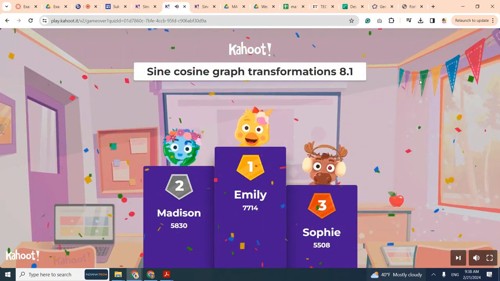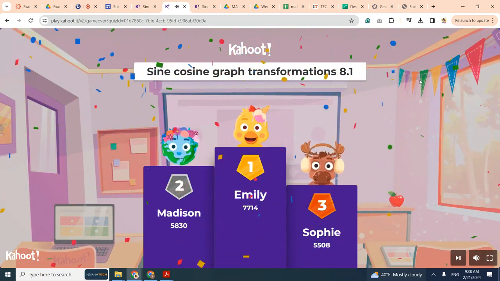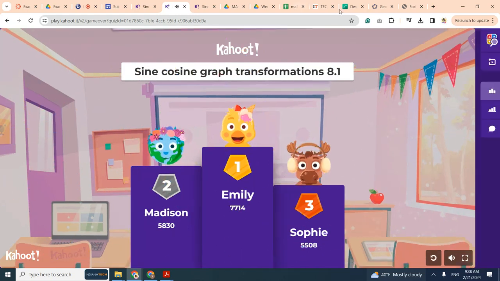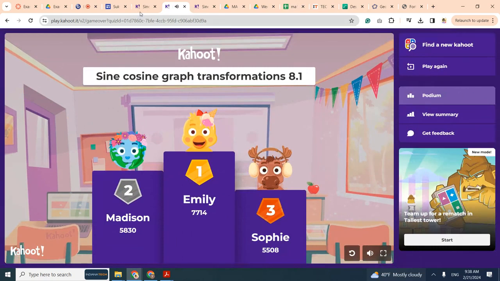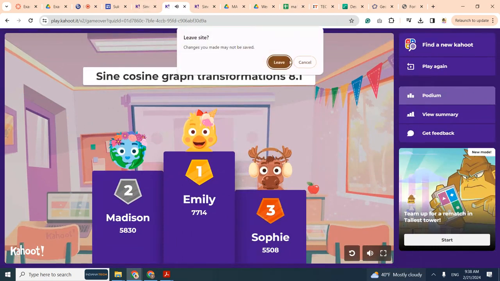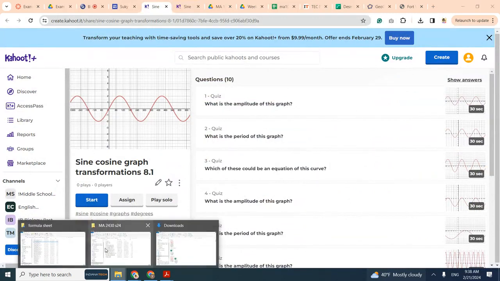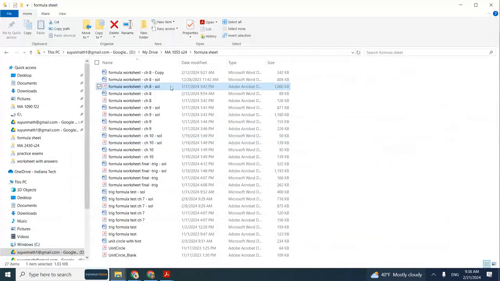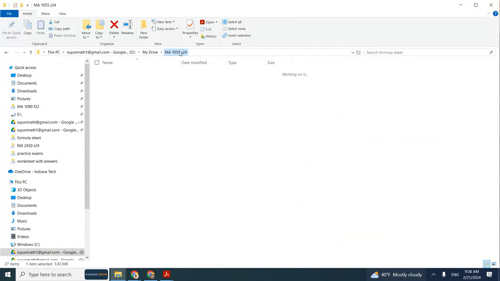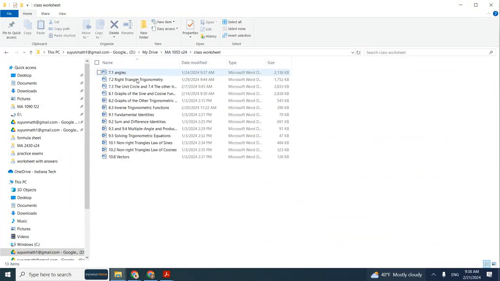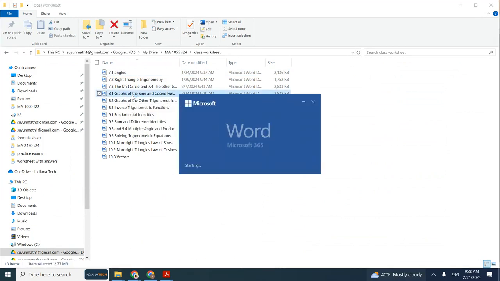Alright, so I hope now you have a better feeling about the amplitude, the midline, and the period of the sine graph. Okay, good. Let's continue on our session. Okay, so 8.1. Do you still have your 8.1 worksheets? Okay.